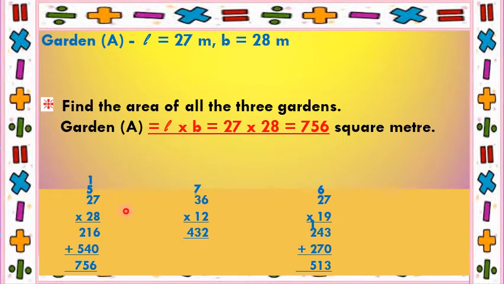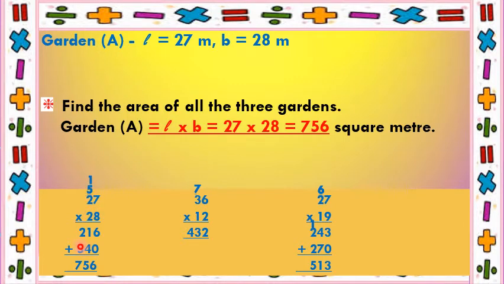Now 8 sevens are 56. Put 6 down, 5 carry. 8 twos are 16. 16 plus 5 is 21. Now 2 is in tens place. So put a 0 down. 2 sevens are 14. Carry 1. 2 twos are 4 plus 1 is 5.